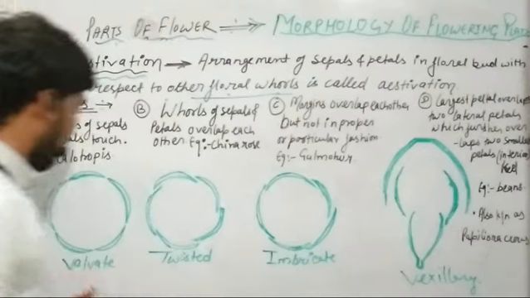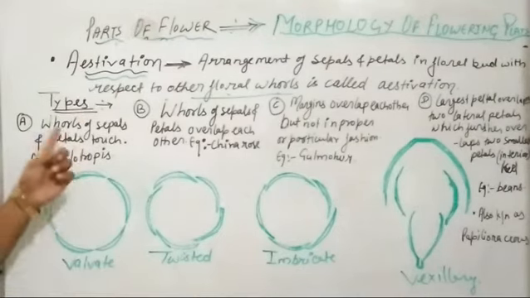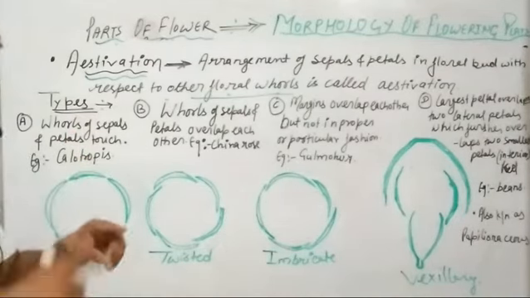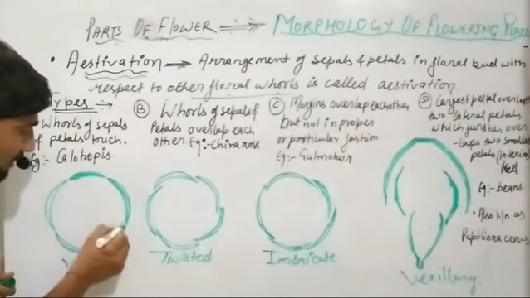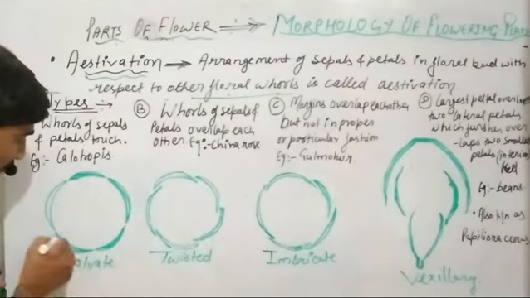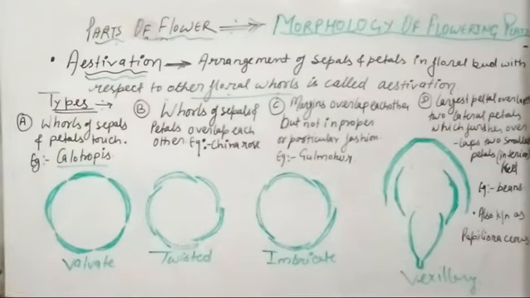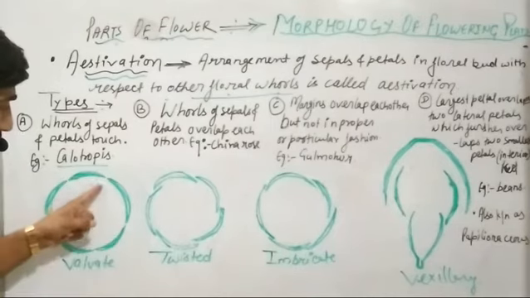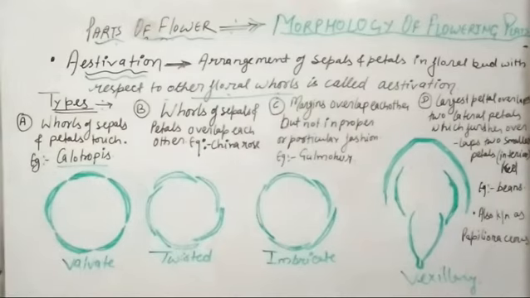Now, what is this valvate estivation? In this valvate type of estivation, the whorls of a flower, that is sepals or petals, touch each other, nearly touch each other, and they are present in a particular fashion. The example is calotropis.